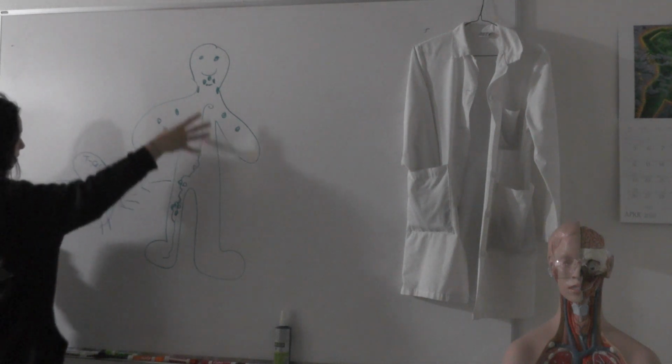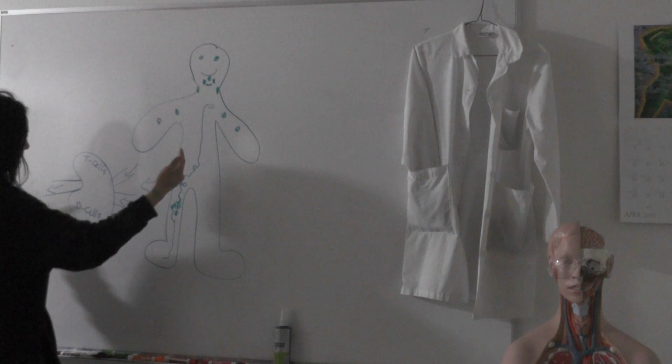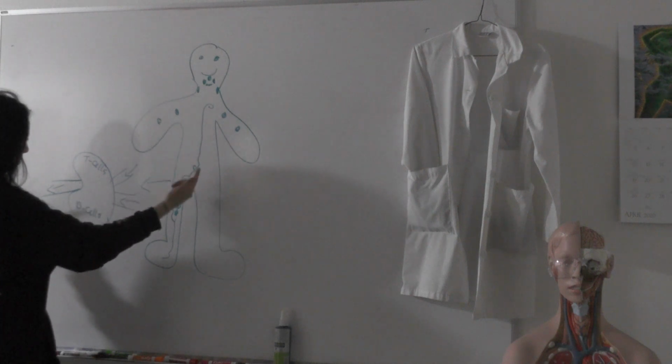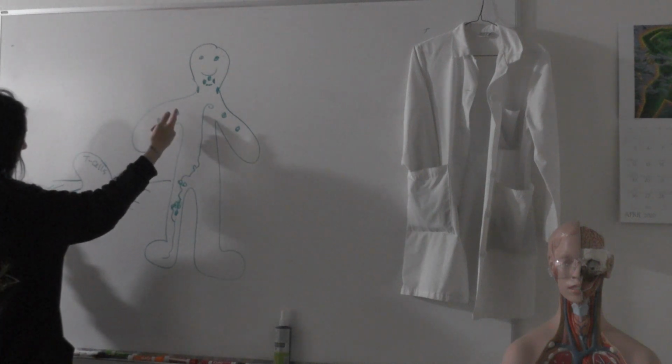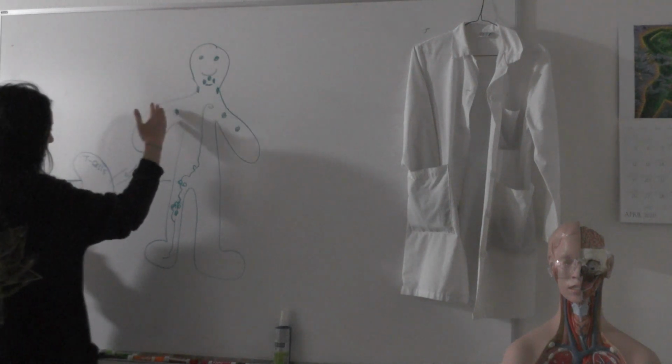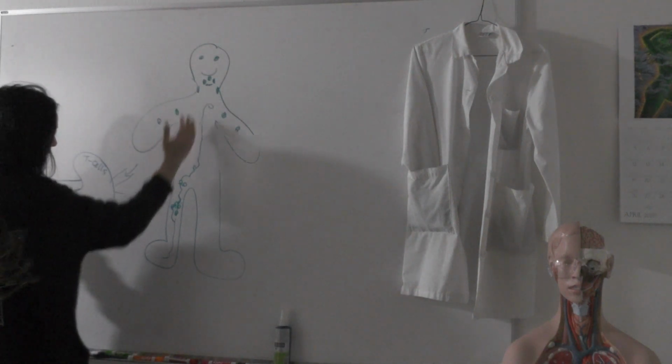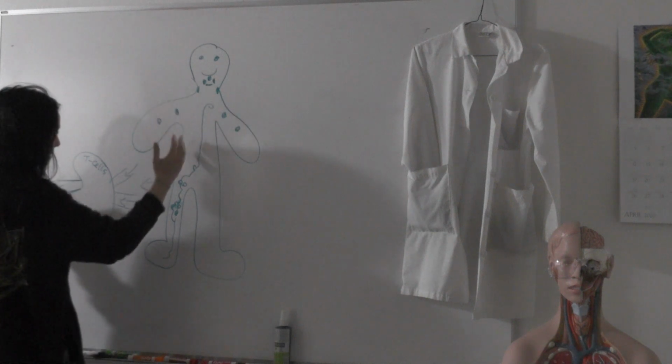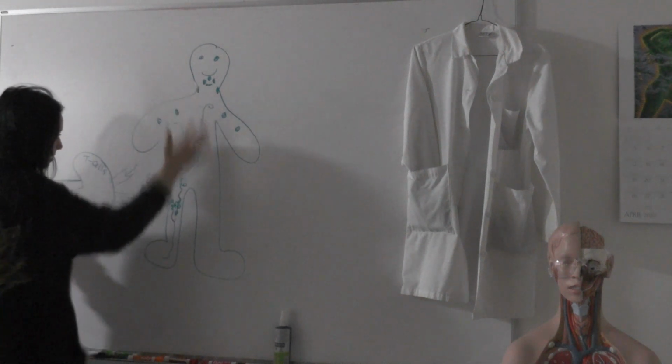The lymphatic trunks are going to drain into one of two lymphatic ducts, the right lymphatic duct or the thoracic duct. The right lymphatic duct drains the trunks from the right side of your head and neck, your right arm, the right side of your thorax. The thoracic duct drains everything else.